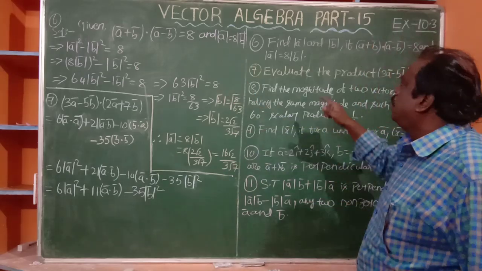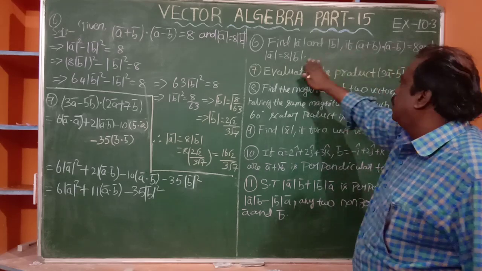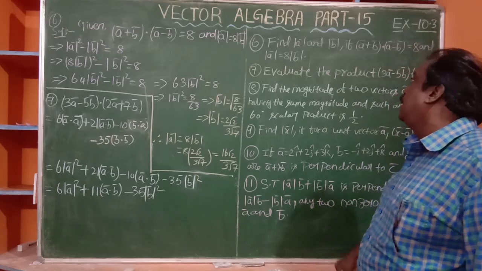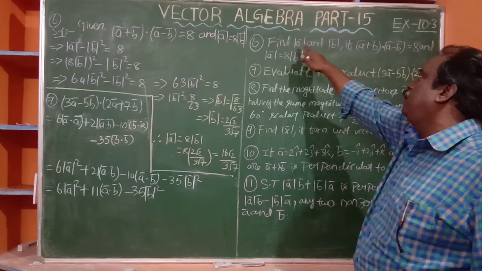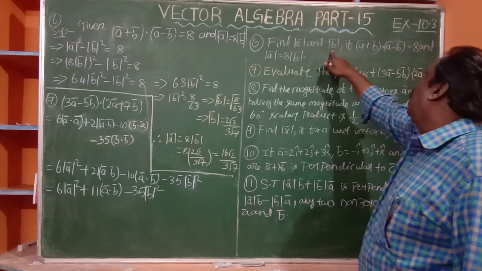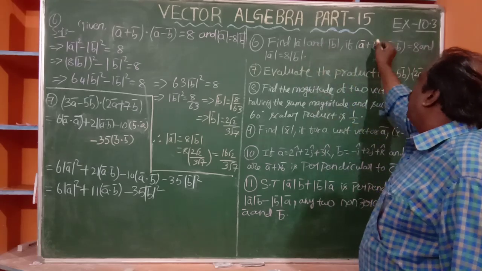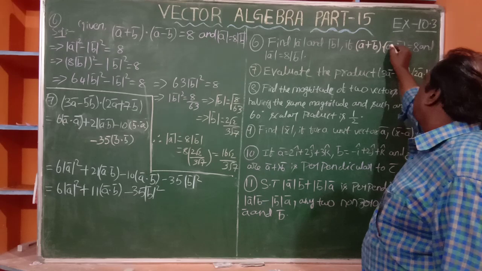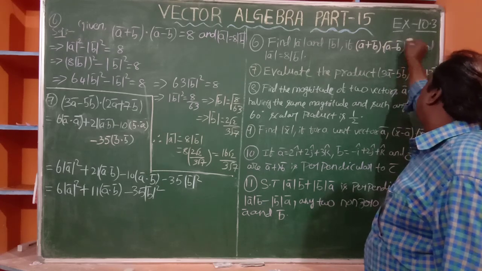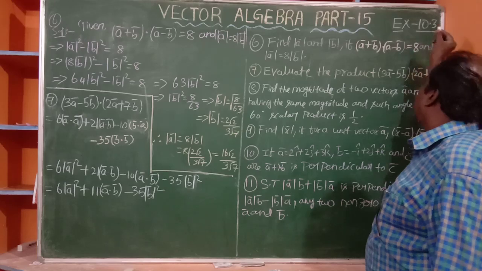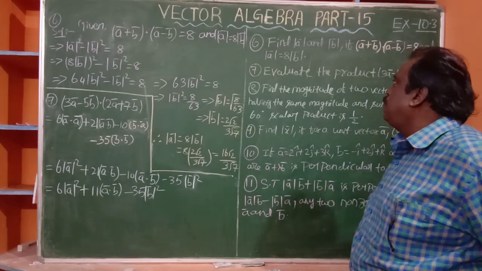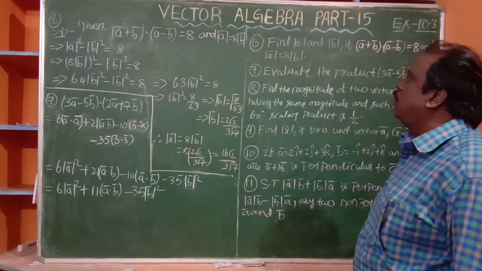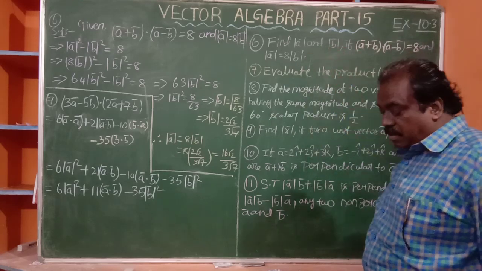The sixth one is: find mod A and mod B, means the length of A bar and B bar, the magnitude of A bar and B bar we have to find. We are given (A bar plus B bar) dot (A bar minus B bar) is equal to 8, and mod A bar is equal to 8 mod B bar. By using these two data, we have to find separately the modulus of A bar and modulus of B bar.